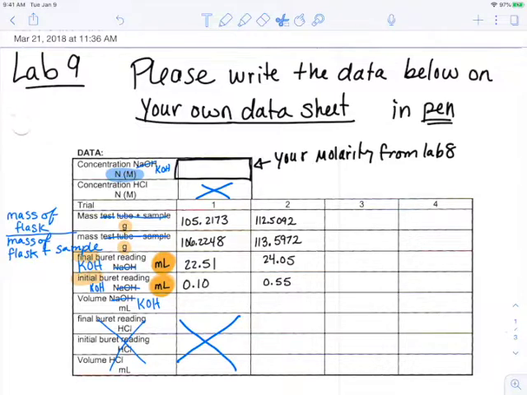So Jervin, when you get a chance, let's see. Oh, you're going to ask later. Okay, no worries. Okay, other questions on this data set so far? Okay, so make sure you're writing it into your own data sheet.